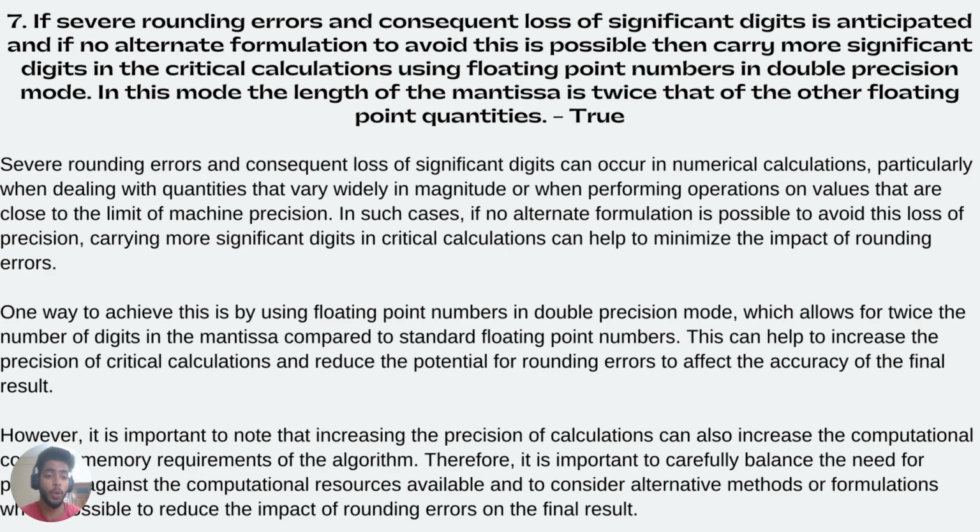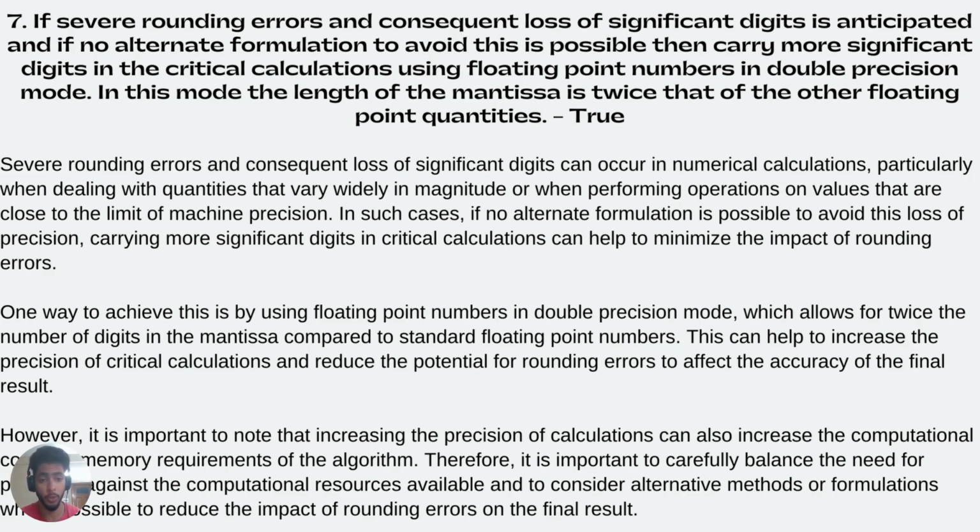And one way to achieve this is by using floating point numbers in double precision mode, which allows for twice the number of digits in the mantissa compared to standard floating point numbers. This can help to increase the precision of critical calculations and reduce the potential for rounding errors to affect the accuracy of the final result.